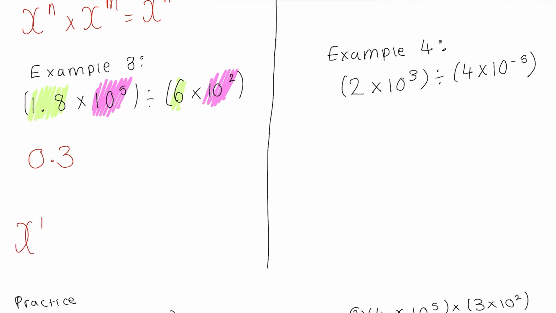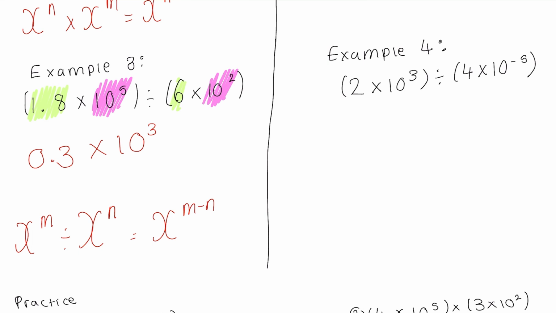Now for this you need to be aware of the indice law, that when we're dividing 2 numbers that have the same base but different powers, all you need to do is take the powers away. So 5 take away 2 is 3. So I'm going to get left with 10 to the power of 3.